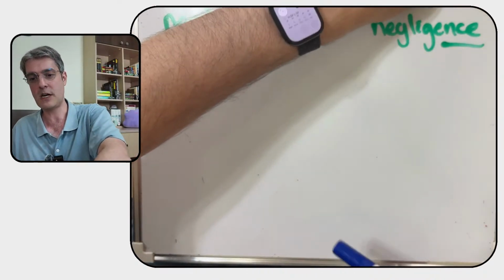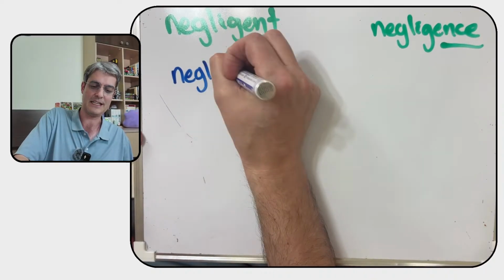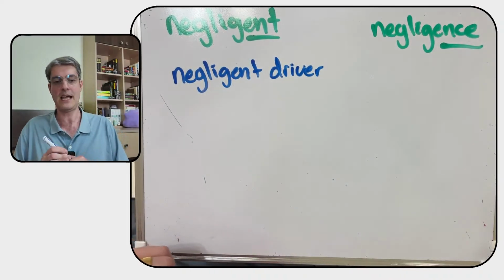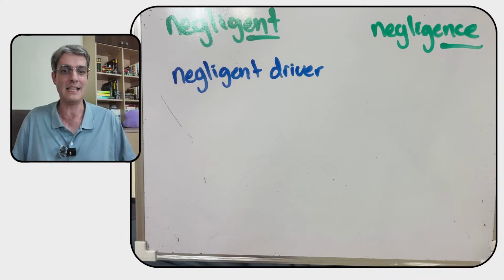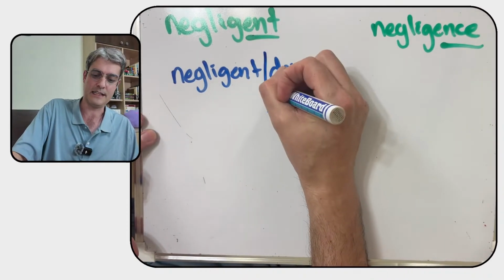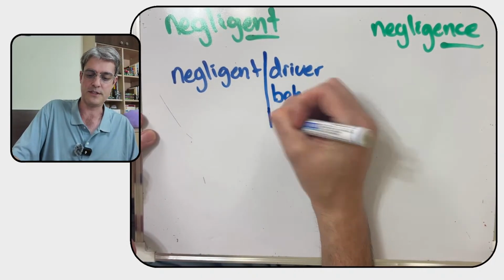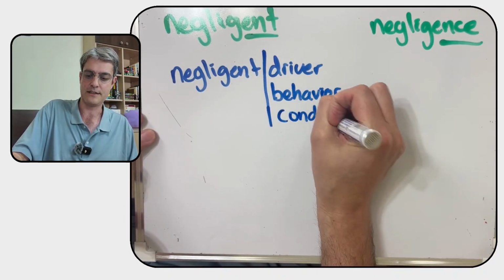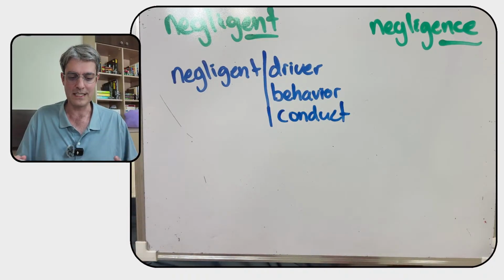So we may describe somebody as a negligent driver. You'll see this a lot. This is someone who fails to take any proper care when they're driving. Maybe they're speeding in a school zone, right? They are a negligent driver. You often see the expression negligent behavior. Someone who's doing something without any care. Or negligent conduct. This would be someone who doesn't exercise any reasonable care.